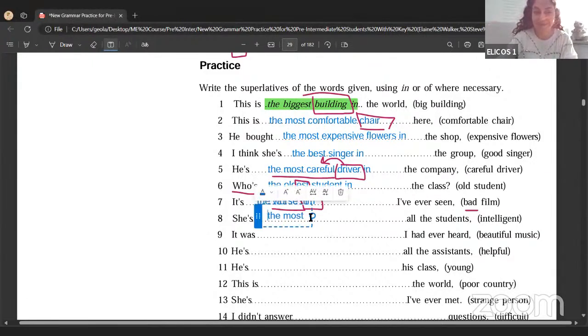And 8. The worst film. Yes, we did that one. It is the worst film I've ever seen. Yes, this one we did.